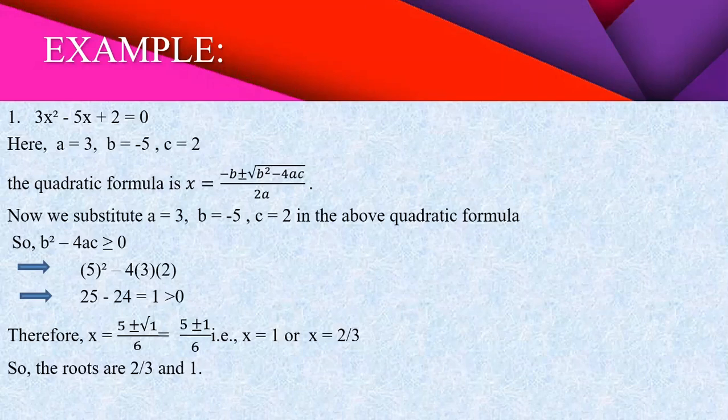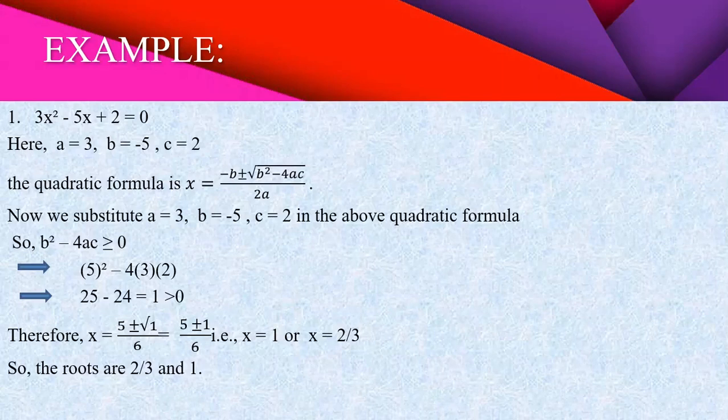So whose value is greater than 0. Therefore the roots are real. Using the quadratic formula, x equals minus b, which is minus of minus 5, that is plus 5, plus or minus root of b square minus 4ac, whose value is 1, divided by 2a. 2 into 3 is 6. So x is 5 plus or minus 1 by 6.